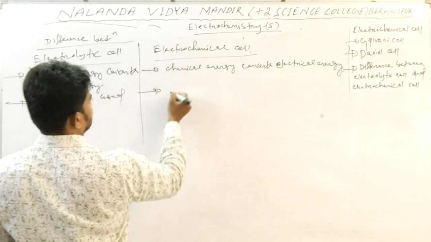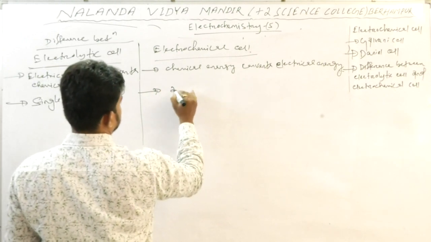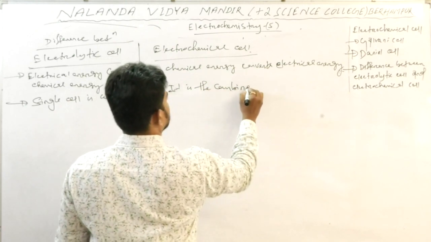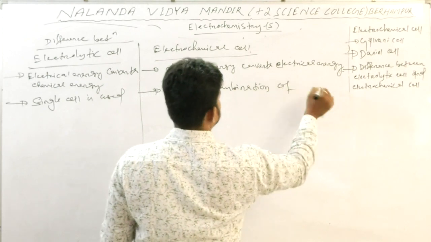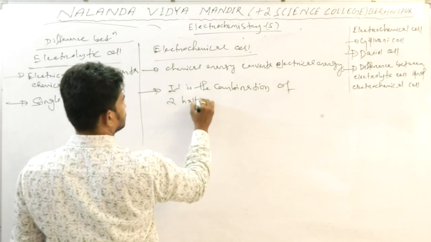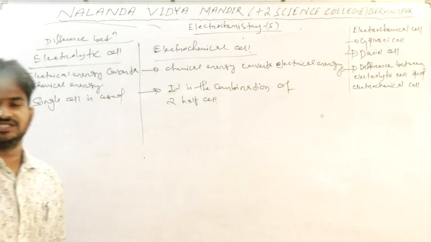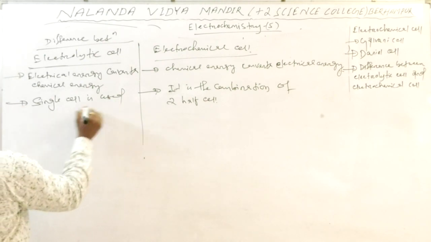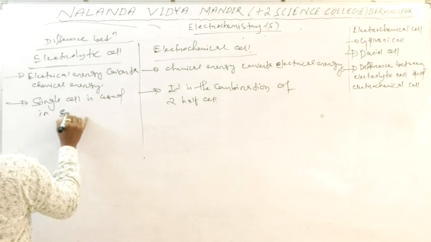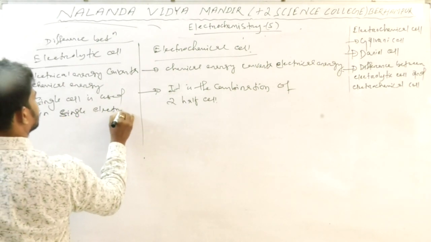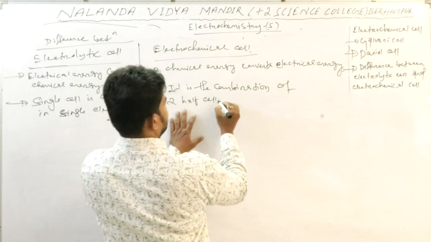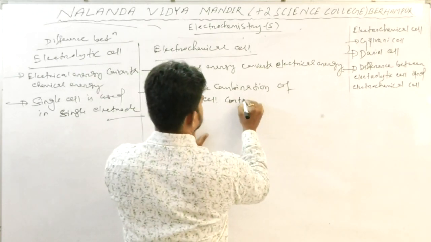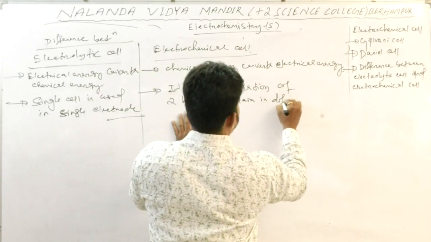Here, in the electrochemical cell, there are two half cells. It is the combination of two half cells, one is the cathode and another is the anode. A single cell is used with a single electrode. But the two half cells may contain the same electrode or different electrodes.